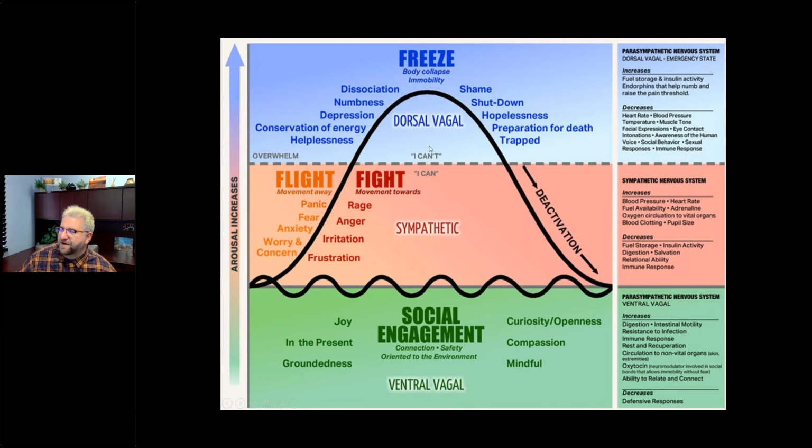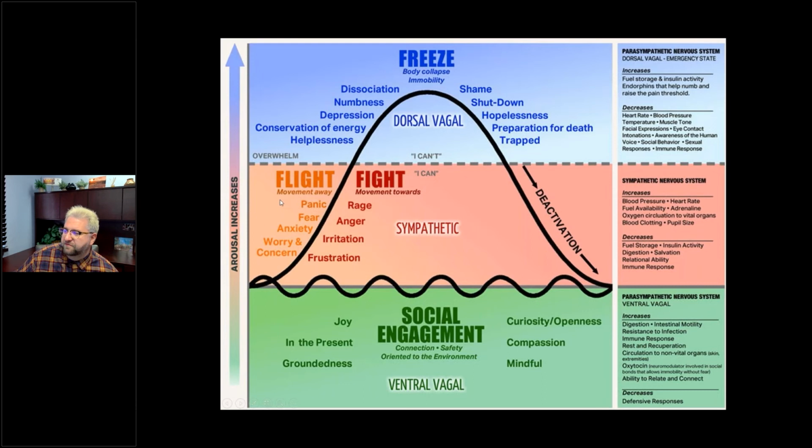"I can't" is very common in trauma healing because people feel so stuck. They feel in that state where they can't move through certain things. And then you have down here the social engagement piece, where we are connecting, we're feeling happy, we're feeling love, we're feeling joy, etc. And so that's really one of the things that I like to look at, is being able to see where we can be at this.